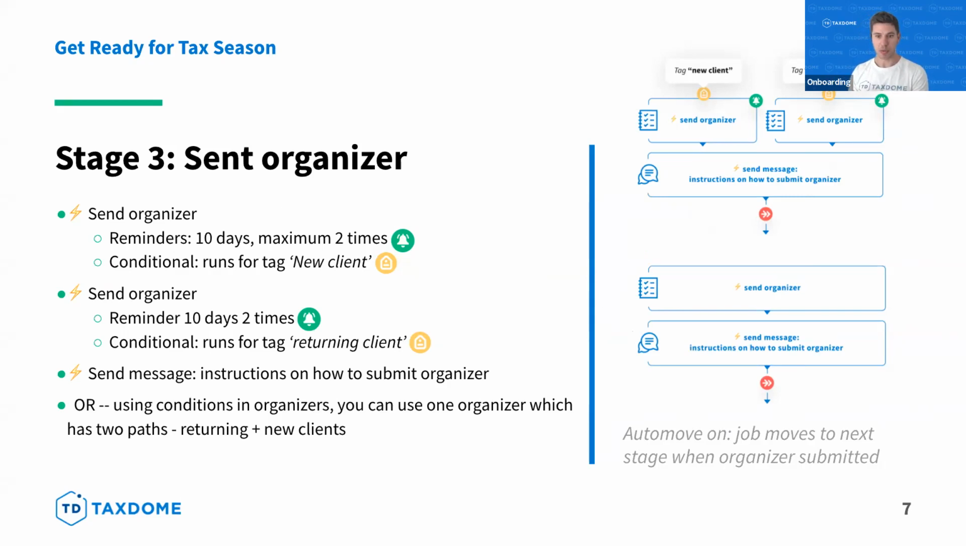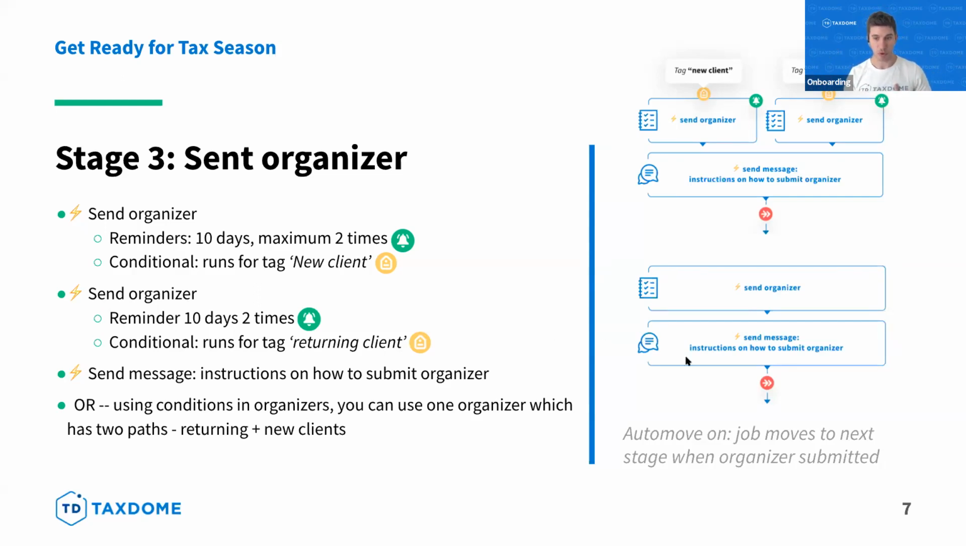Now, some people prefer, myself included, to have one easy organizer that has conditions in them. So you can have in the organizer a question of, are you a returning client or are you a new client? And then they follow 2 separate paths. The reason why I prefer that is because that allows you to have one organizer that you keep updating, and it makes it much easier for you to have one all-encompassing organizer, covering all scenarios. If you have a returning client organizer and a new client organizer separately, you're going to have 2 organizers that you're going to want to keep updated as things change.